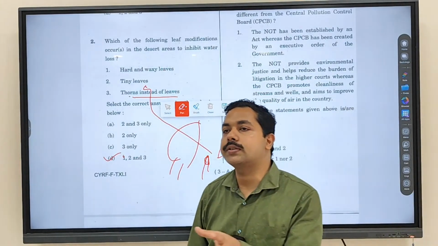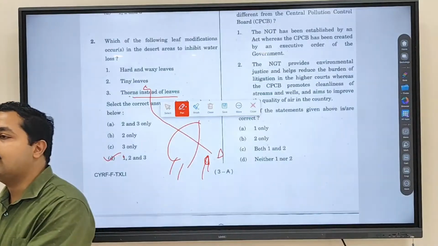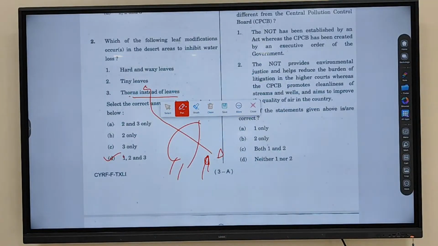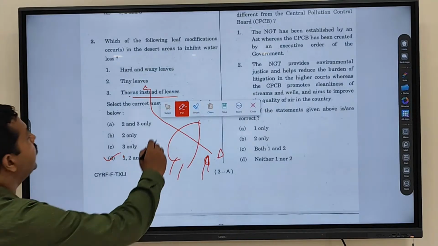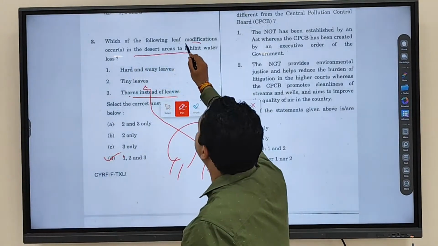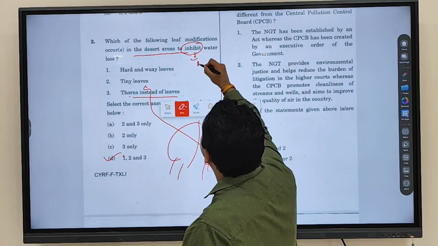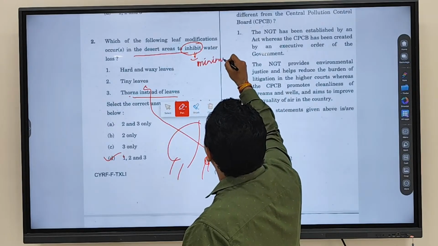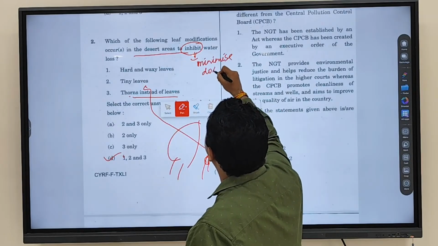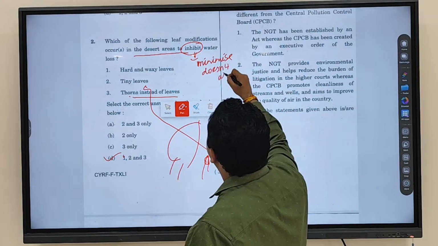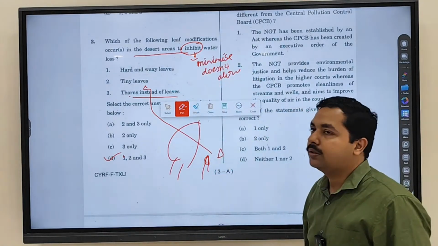Clear? So this is the type of questions you have seen in the examination related to the climate. Fine. Any doubt regarding this particular part? Which of the following leaf modifications in the desert inhibit water loss? Inhibit means which minimizes water loss, which doesn't allow. That is what we call inhibit.